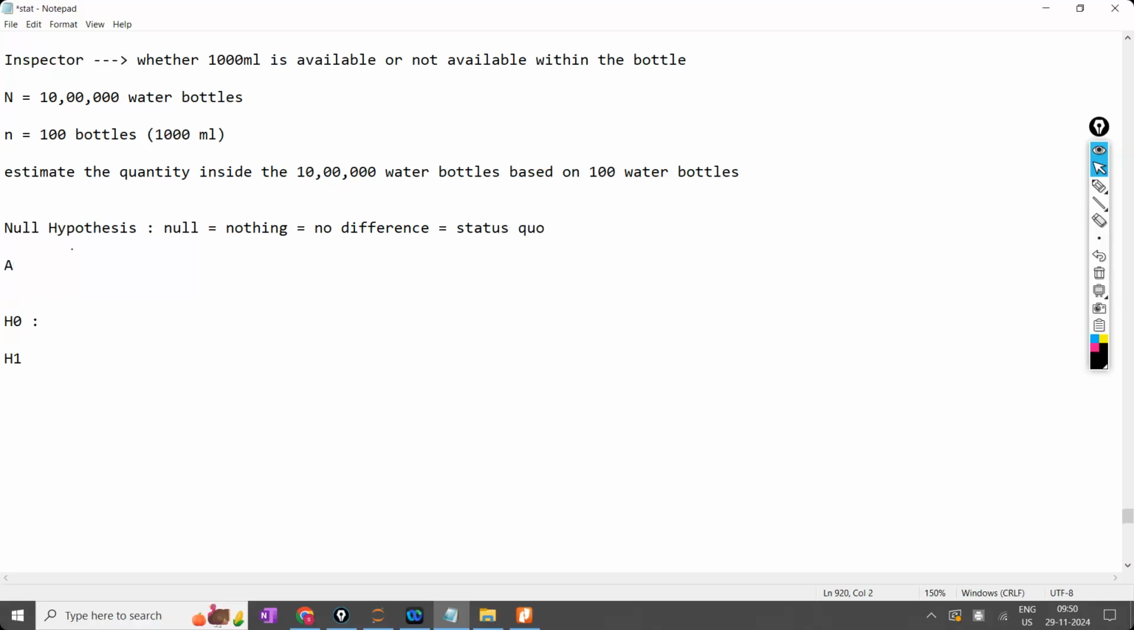The alternate hypothesis is also called your research hypothesis. The alternate hypothesis is nothing but your research hypothesis, meaning the one you want to prove. The null hypothesis says what the present one is. Status quo means the present, ongoing one. The null hypothesis focuses on whatever is ongoing.